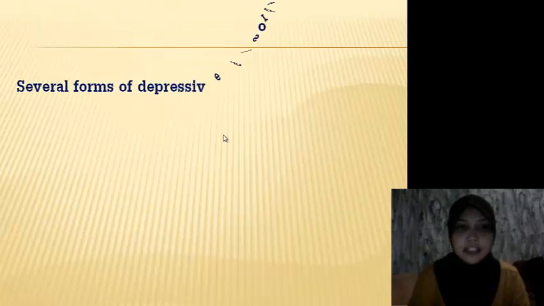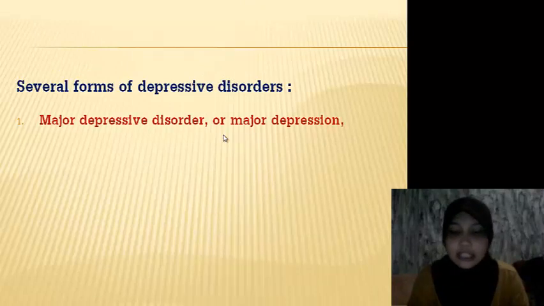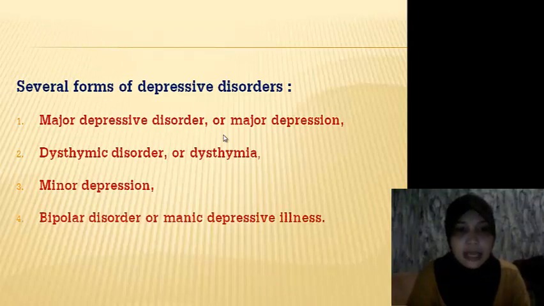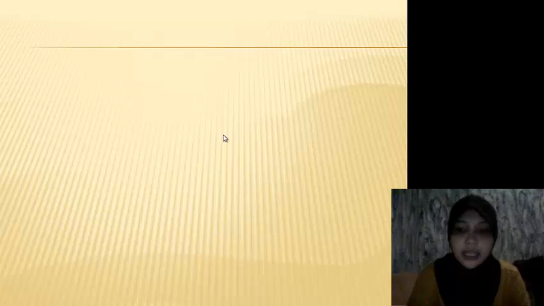The next slide is about several forms of depressive disorders. The first is major depressive disorder or major depression. The second is dysthymic disorder or dysthymia. The third is minor depression. And the last is bipolar disorder or manic depressive illness.